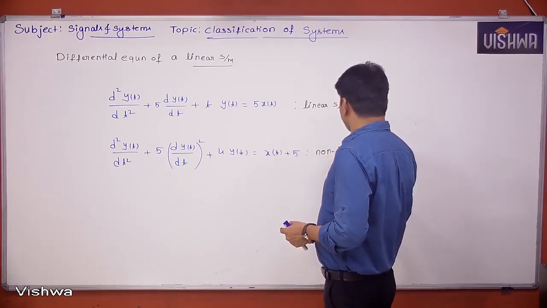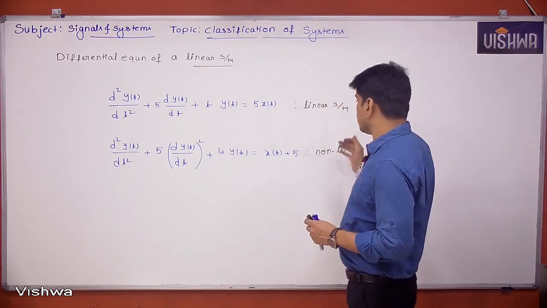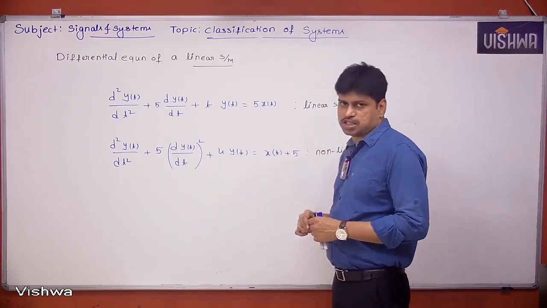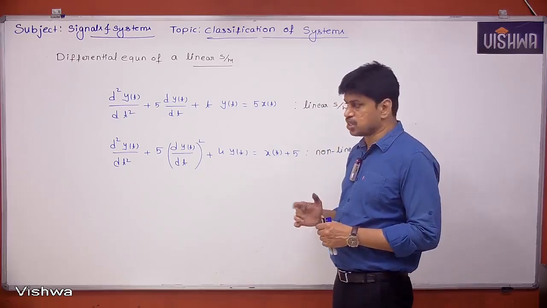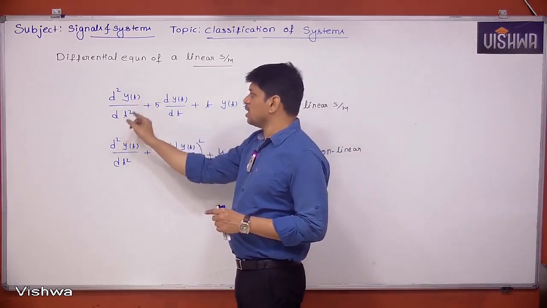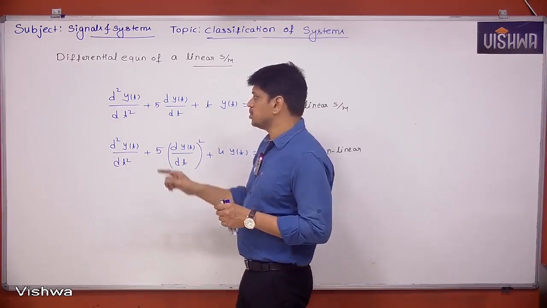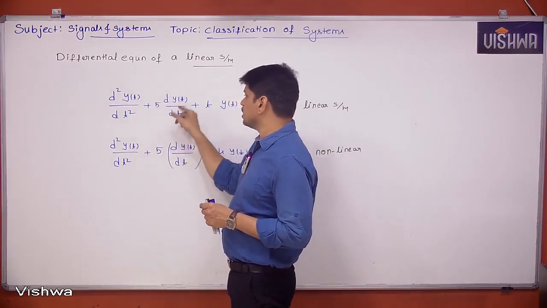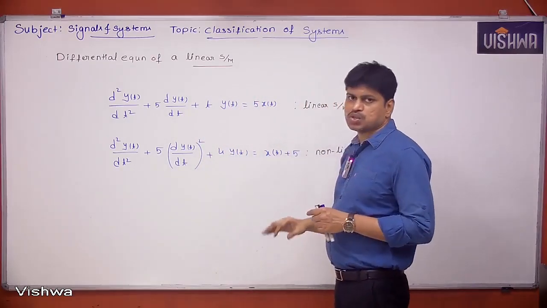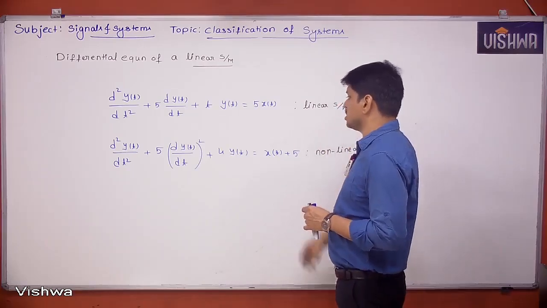Sir, what do we have to observe in a differential equation to say it is linear or non-linear? Just one thing, the degree of each term. We don't have to worry about order. Here if you observe carefully, the order is 2, but we only have to observe the degree of the term. Degree is nothing but 1. Here the degree of the term is 1. Here the degree of the term is 1. Here the degree of the term is 1. So whenever the degree is 1, we can say the system is a linear system.